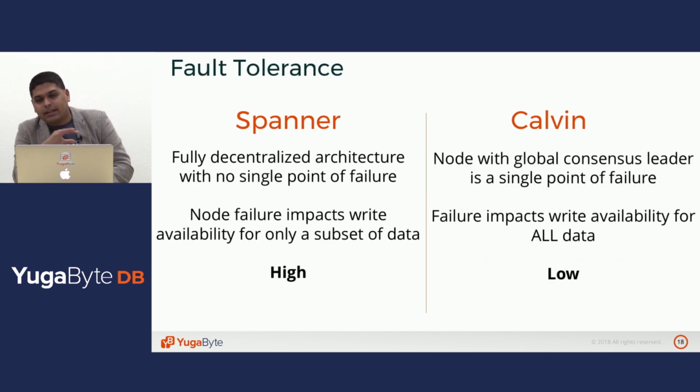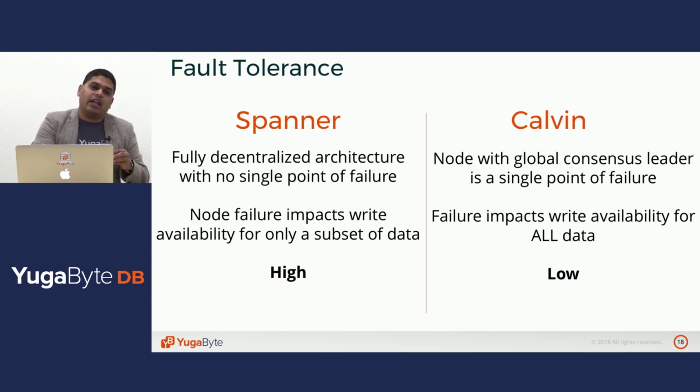Fault tolerance. I think you can easily see where Spanner sort of goes leaps and bounds ahead of Calvin here because of its fully decentralized architecture with no single point of failure. Node failures, whenever they happen, they impact only a subset of shards. As a result, write unavailability is actually limited to those shards only. And net result is that the fault tolerance level of the system is extremely high.